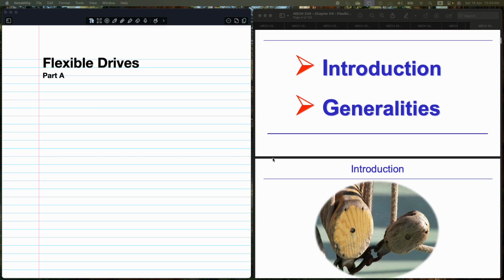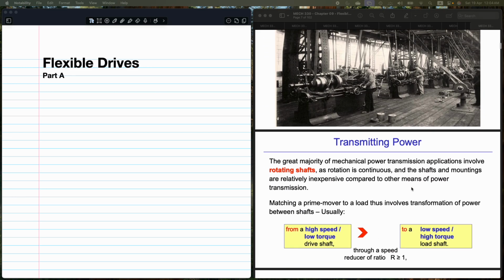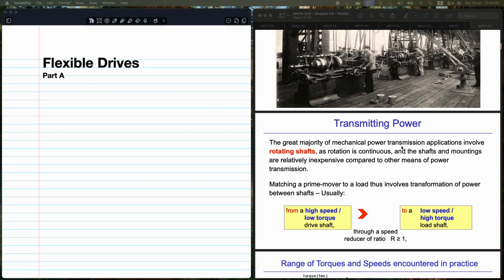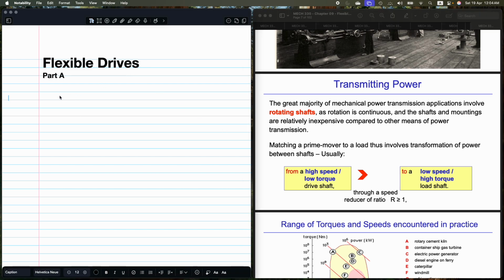Part A, we have introduction, generalities. The mechanism dates back 100 years. Yes, we know this. Transmitting power: the great majority of mechanical power transmission involves rotating shafts. Rotation is continuous. Matching a prime mover to a load thus involves the transformation of power between shafts. So we're going to take this and put it into our own words. What are we saying here?